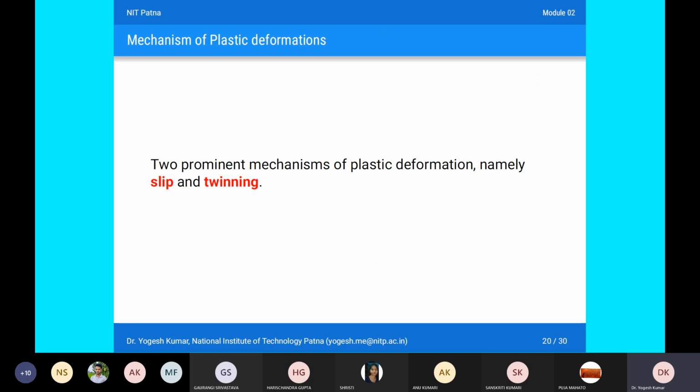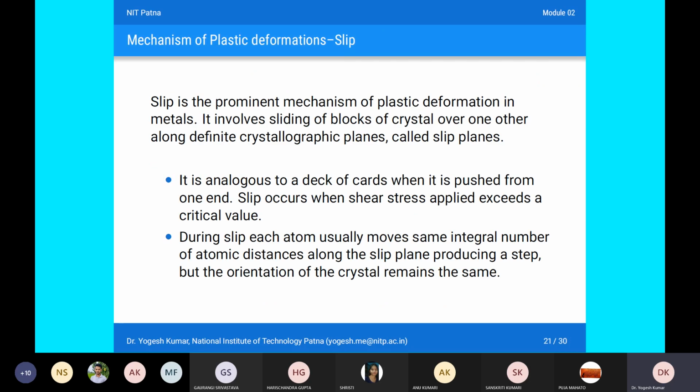So the two prominent mechanisms for plastic deformation are slip and twinning. Okay, so maybe you have studied this, but it would be a kind of repetition, for those who remember. Slip is the prominent mechanism of plastic deformation in metals. It involves sliding of blocks of crystal over one another along definite crystallographic planes called slip planes.